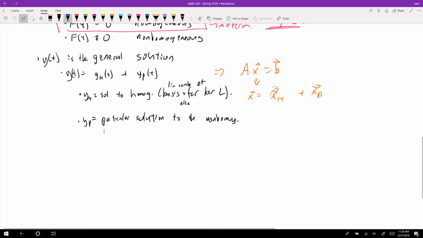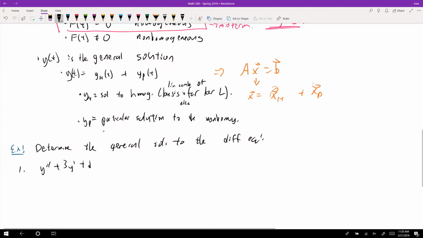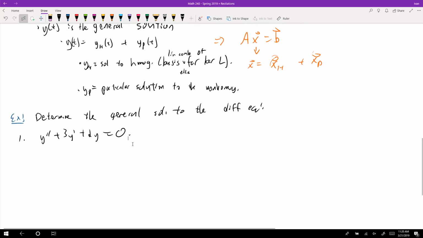All right, so now what we're going to do is just a bunch of examples, and hopefully we can learn from the examples. All of these are: determine the general solution to the diffy Q. And all of these are going to be homogeneous. The first one is y double prime plus 3y prime plus 2y is equal to 0.